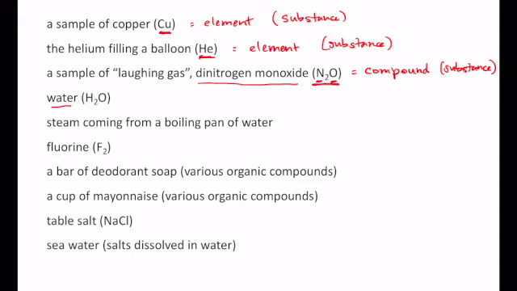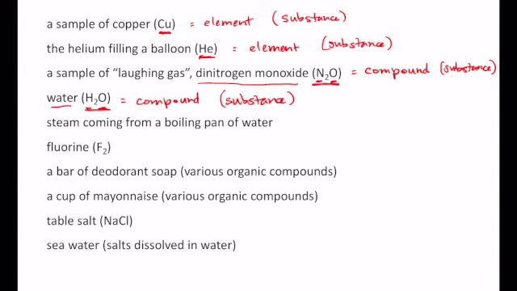Okay, water. Water has the chemical formula H2O. There are 2 hydrogens and 1 oxygen. Those are 2 different elements that are bonded together. So this is a compound, and that would be a subset of the pure substances.